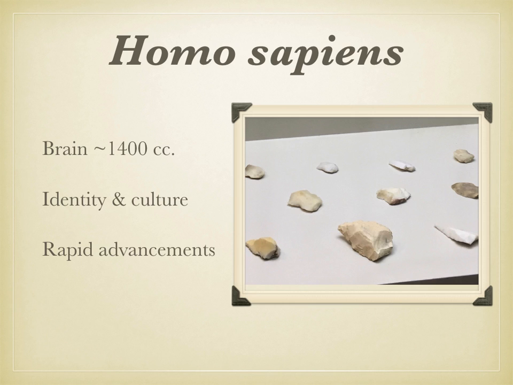Next, we have Homo sapiens. Incredible leap in the size of the brain to now 1400 cubic centimeters. We begin to see identity and culture emerging. There were some rapid advancements, such as a dramatic improvement in their tool-making abilities, advanced hunting and butchering techniques.